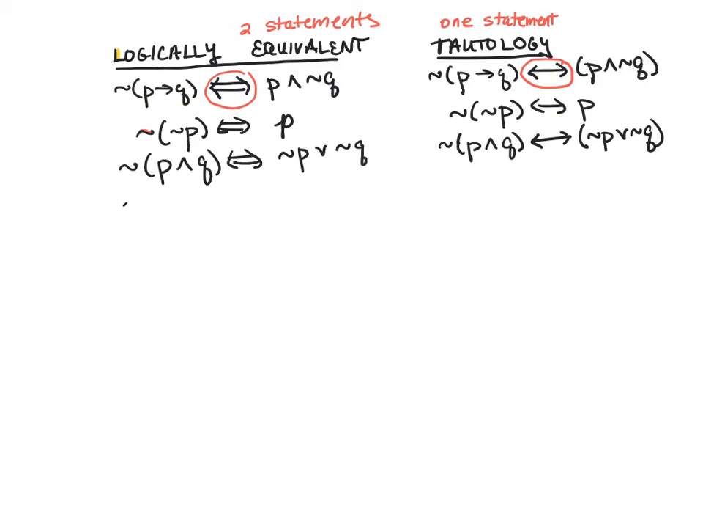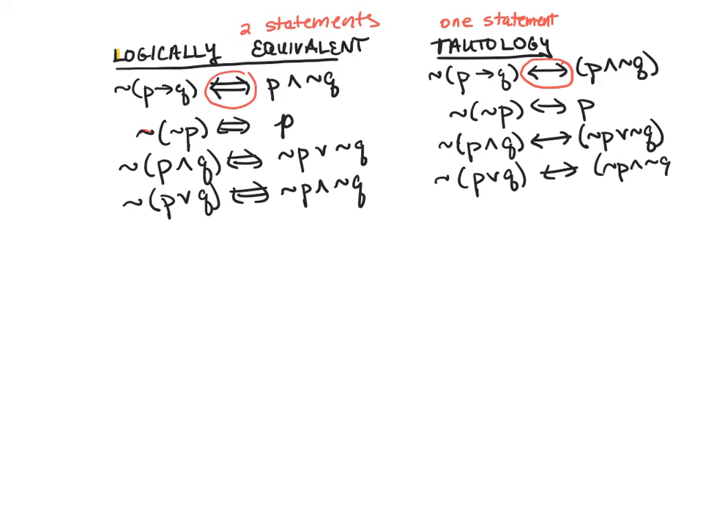And then finally, the other part of De Morgan's laws, the negation of a disjunction is logically equivalent to not P and not Q, the conjunction of the negation of each piece. And we have a tautology, the negation of P or Q, if and only if not P and not Q.